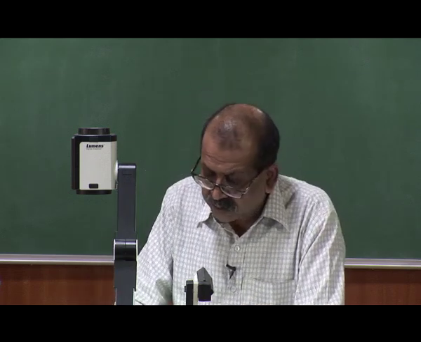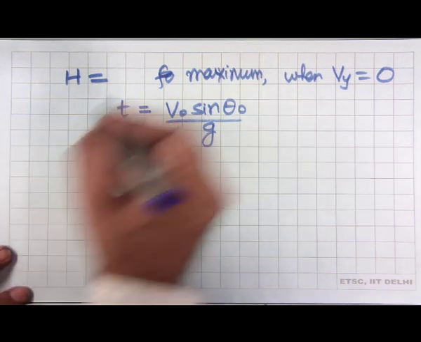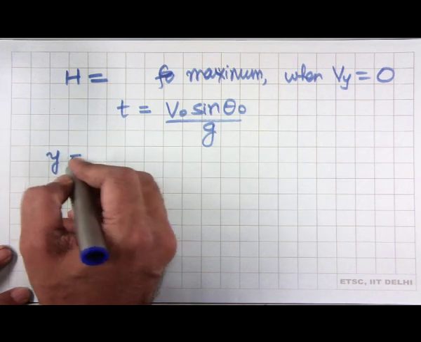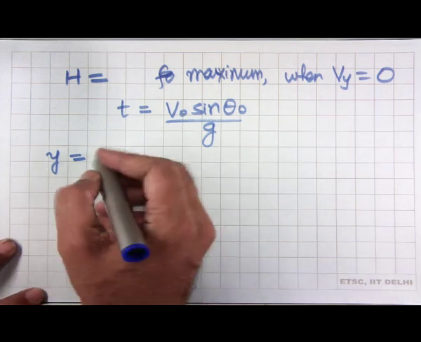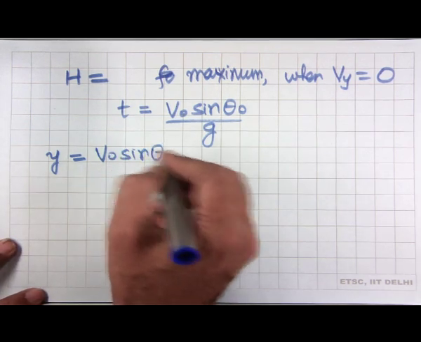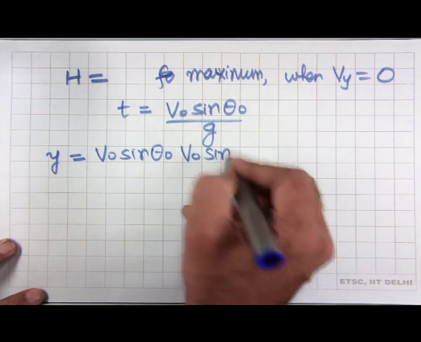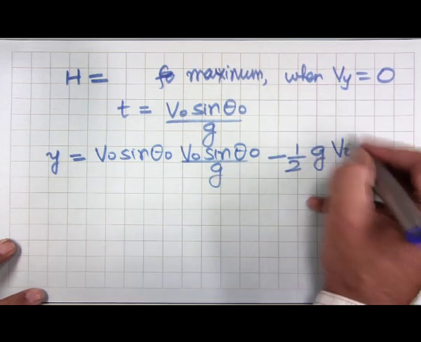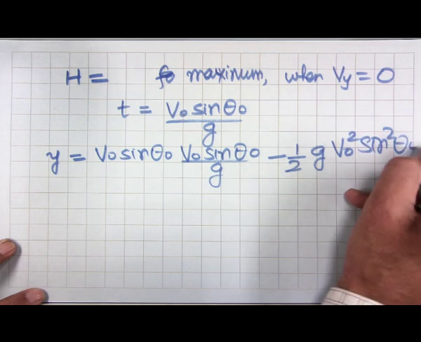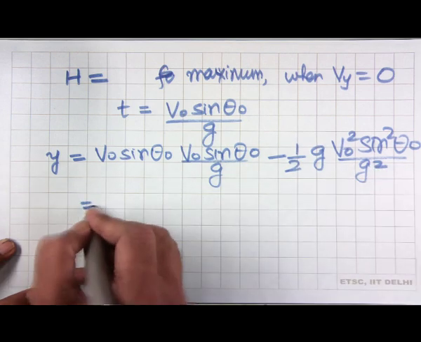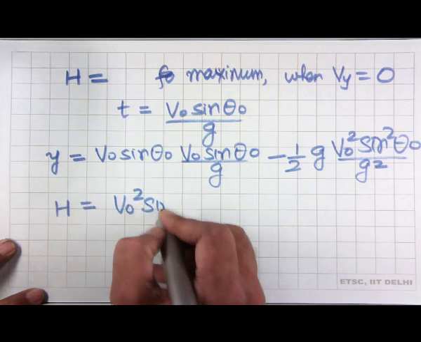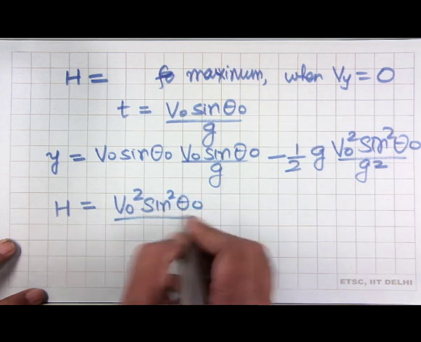So, therefore, when we work out that height, time is V0 sin theta 0 upon g. Now we put the expression in the formula for y. So it becomes equal to V0 sin theta 0 into time, which is V0 sin theta 0 upon g, minus half times g times t square, so V0 sin square theta 0 upon g square. When we work this out, this y is equal to h, and this turns out to be equal to V0 square sin square theta 0 upon 2g.